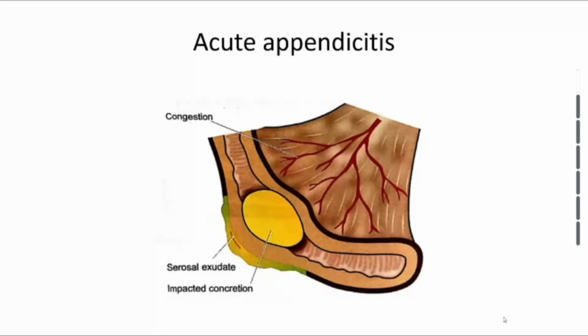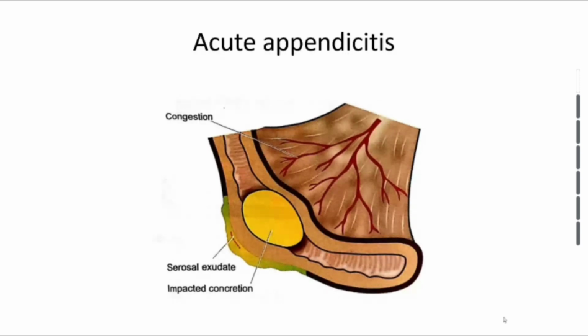It can even be a worm. If it enters there and blocks it. But mostly in children, it tends to be an enlarged lymph node around the appendix that causes it to become blocked. And so you end up with congestion of the vessels, and all the sequelae will follow if it is not dealt with early. And of course, that is acute appendicitis.